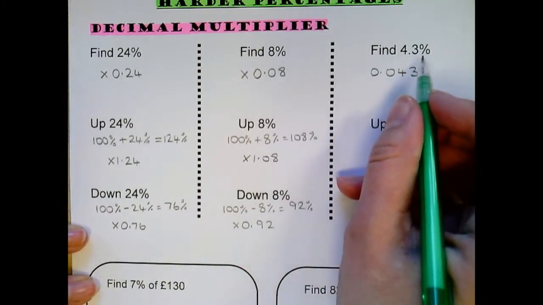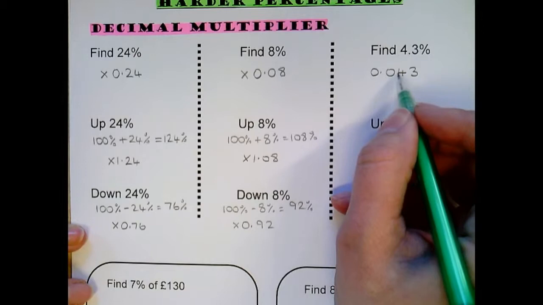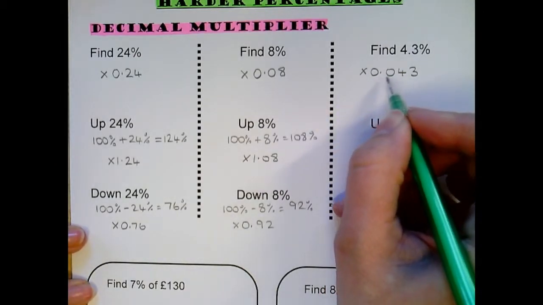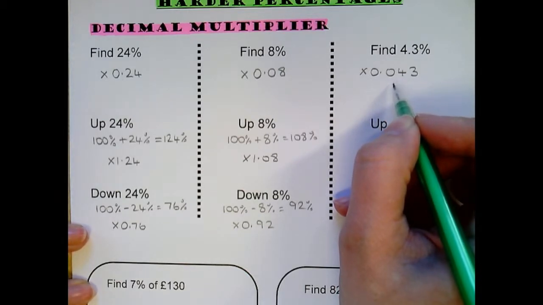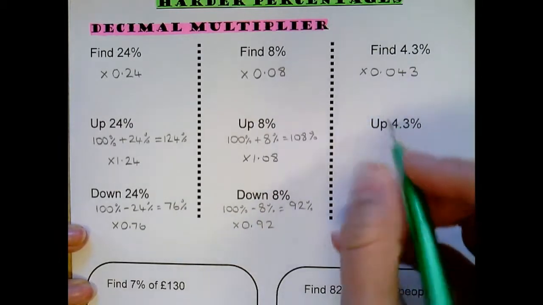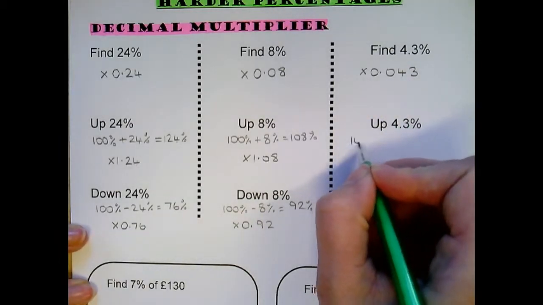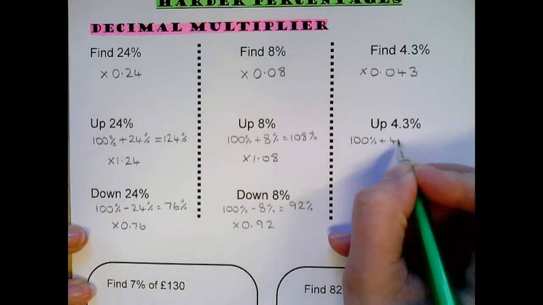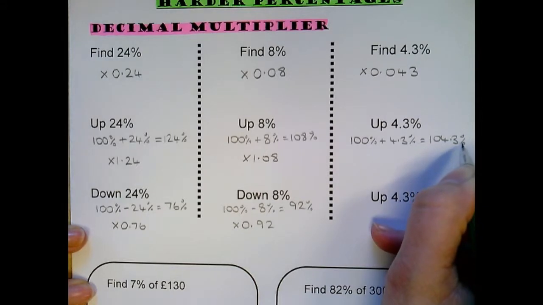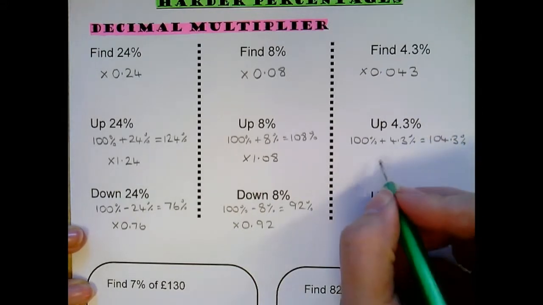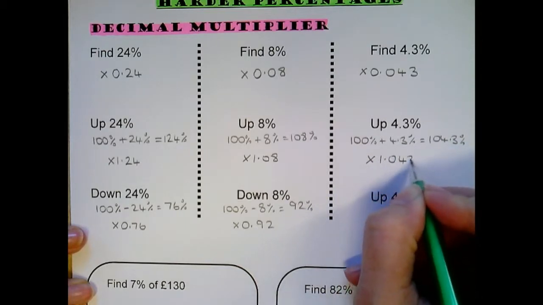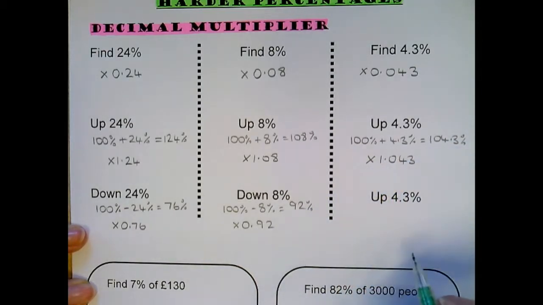The last one then, finding 4.3%, that was 0.043 that you would be timesing by. Try not to get it mixed up with 0.43. 0.43 would be 43%, so you need a naught in there to make it 4.3% rather than 43%. If you're going up 4.3%, you would do 100% up 4.3%, which is 104.3%. And then to make it into a decimal, put the decimal point back 2 places or divide by 100, and that would turn it into 1.043 for your decimal multiplier.